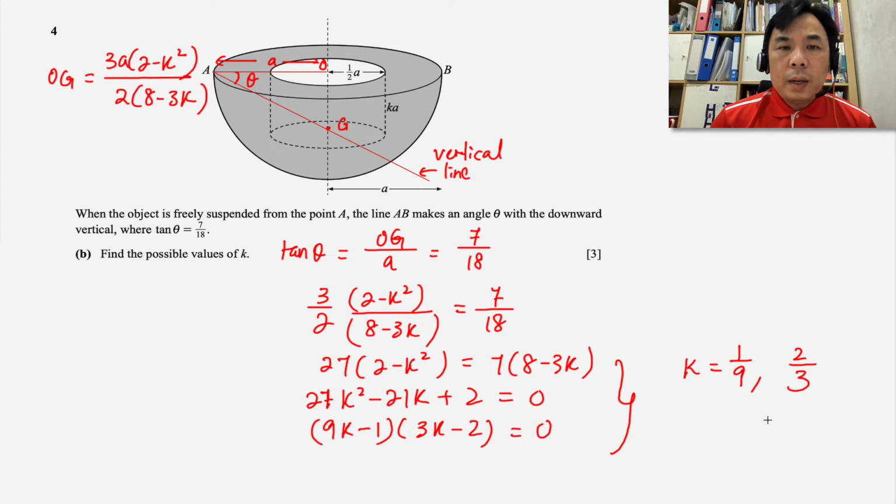All right, and then there you have it. All right, so I hope that is clear at this point. Bear in mind, the line of action always pass through the center of mass, wherever you hang it. All right, okay. So I'm going to move on to the next question shortly.